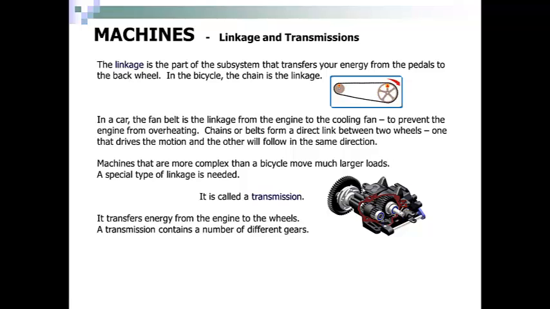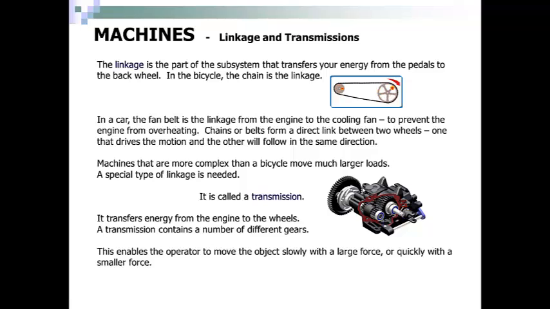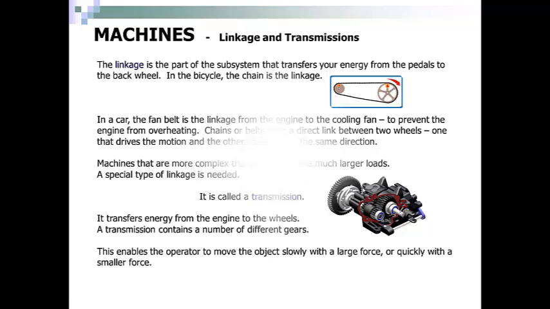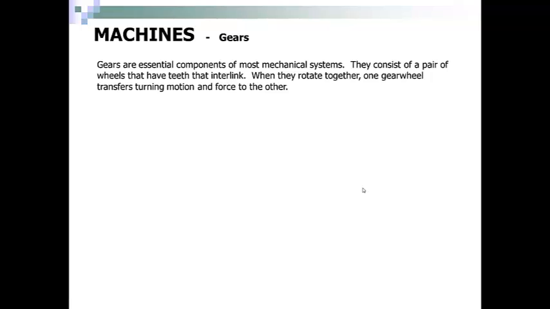A transmission contains a number of different gears. This enables the operator to move the object slowly with a large force or quickly with a smaller force. Gears are essential components of most mechanical systems. They consist of a pair of wheels that have teeth that interlink. When they rotate together, one gear wheel transfers turning motion and force to the other.